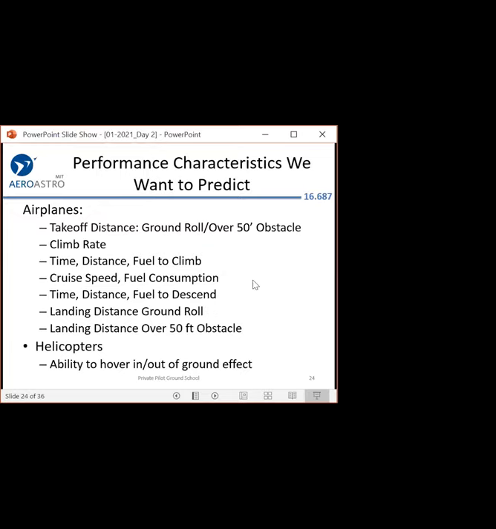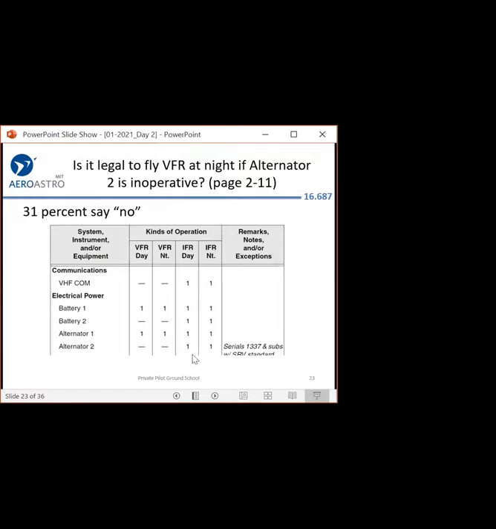So is the answer no or is the answer yes? Can you fly VFR at night with alternator two inoperable? The answer is yes, you can fly the CIRRUS, according to CIRRUS anyway, because you only need one alternator to actually fly, because the other alternator will be working. Correct. The battery two and the alternator two are backups, and CIRRUS has apparently made a judgment that if you're VFR and your one alternator fails, you'll have maybe 20 minutes of battery power, and it'll enable you to get to the nearest airport and land.